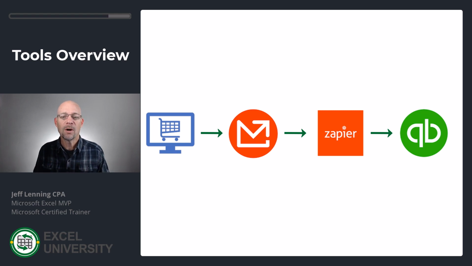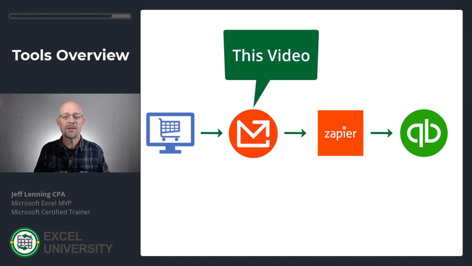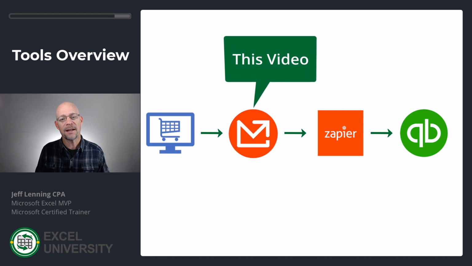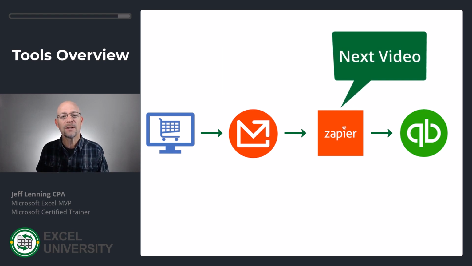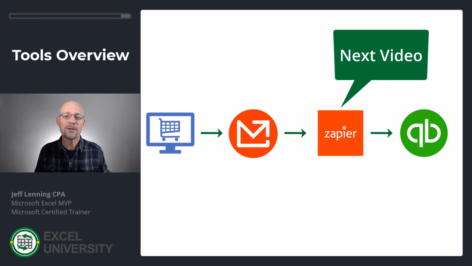So what I want to do in this video is show the steps for setting up Mailparser and how we set up the rules. And in the next video, I'm going to show how we take the values from Mailparser and put them into Zapier, and then from Zapier all the way into QuickBooks Online. So first, let's start with Mailparser.